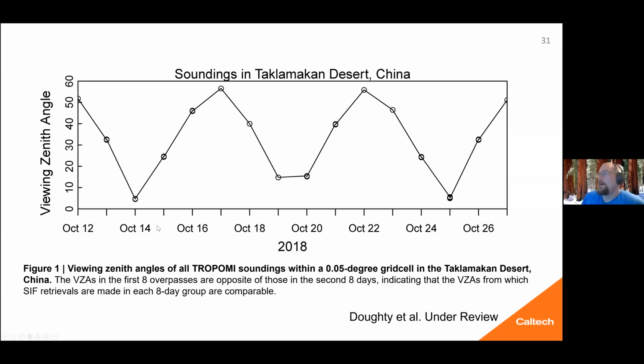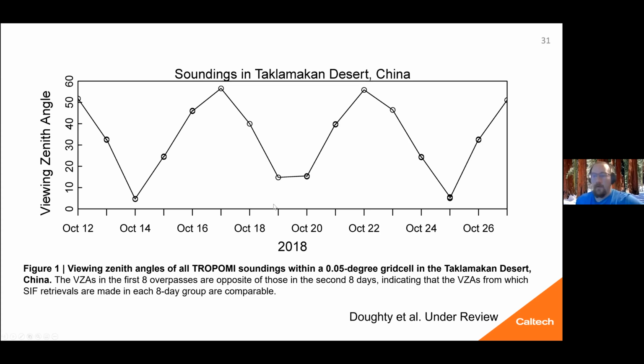But I'm showing soundings over 16 days for a single point in the desert. The point I'm making here is that if you have soundings each and every day, you can take a mean of the SIF over these soundings. So what you're doing is averaging out the SIF signal over all the viewing geometries, and you're really averaging out the effect of the viewing geometry.